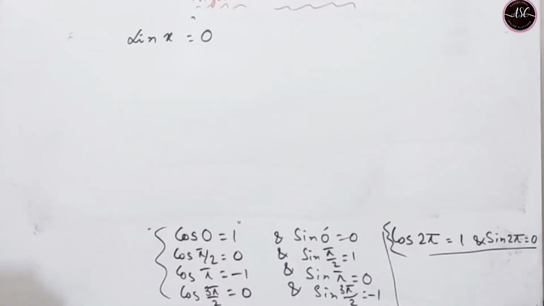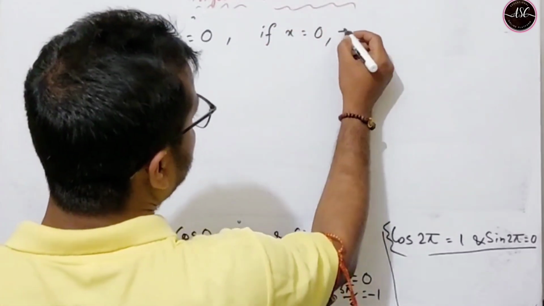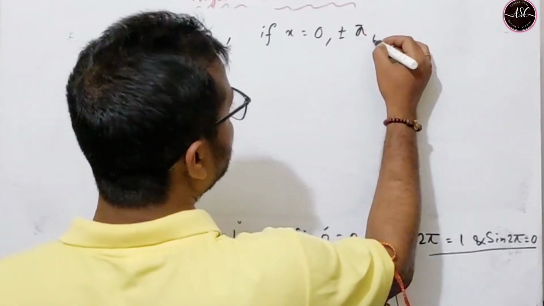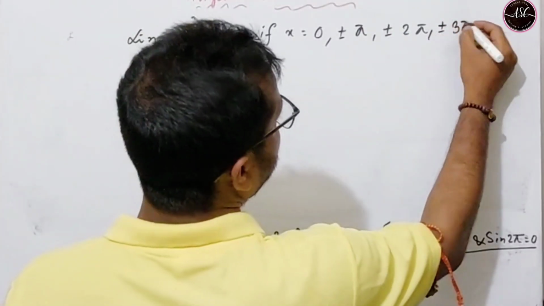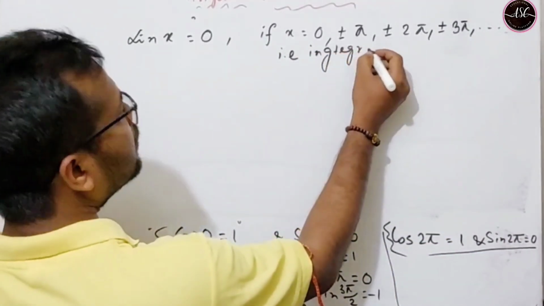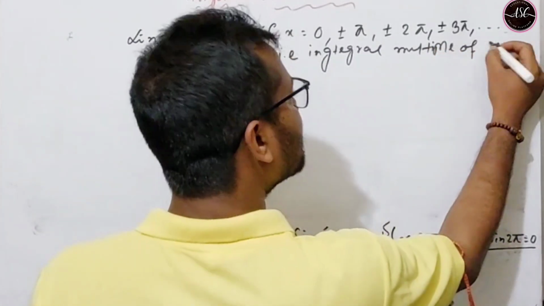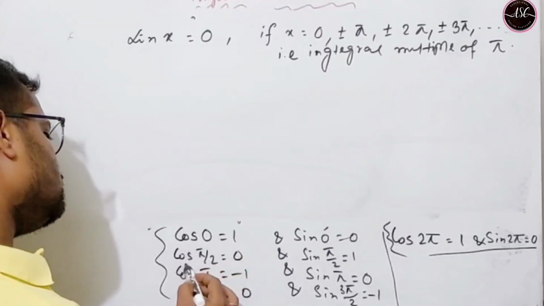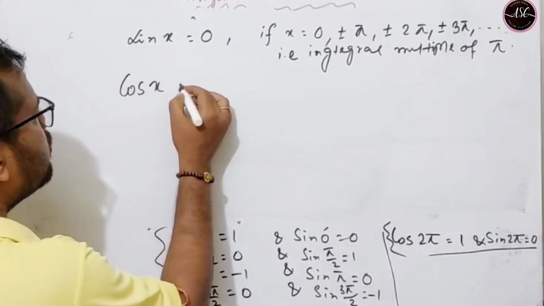If x equal to 0, plus minus pi, plus minus 2 pi, plus minus 3 pi, and so on, this is the integral multiple of pi. And let's consider the value of cos x as 0. So cos x equal to 0.